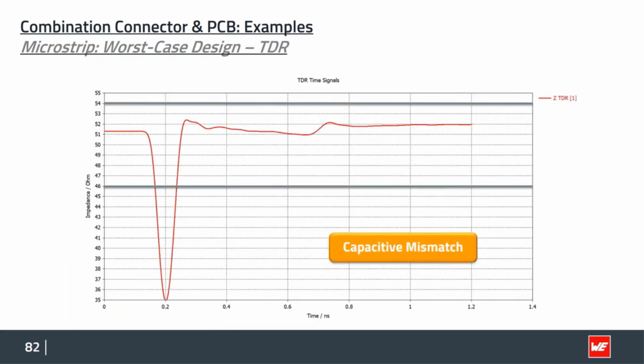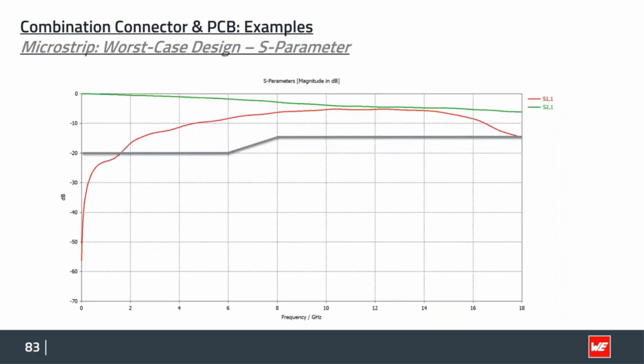TDR measurement. Whoa, great. A huge capacitive mismatch right in the entrance. Boom. But then now the signal stabilizes quite fast. And if you look on the S parameter measurement, what shall I say? Yeah, we do not reach even 2 gigahertz, even worse than before with just the datasheet measurement.